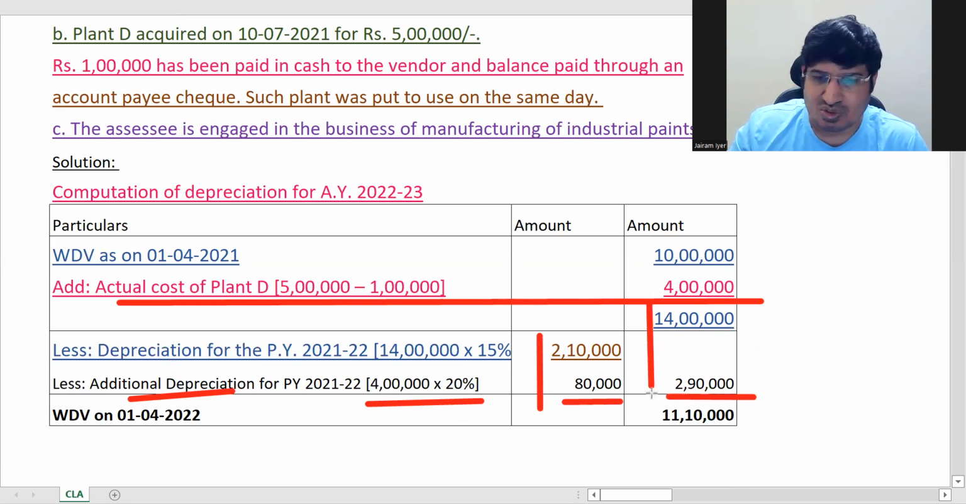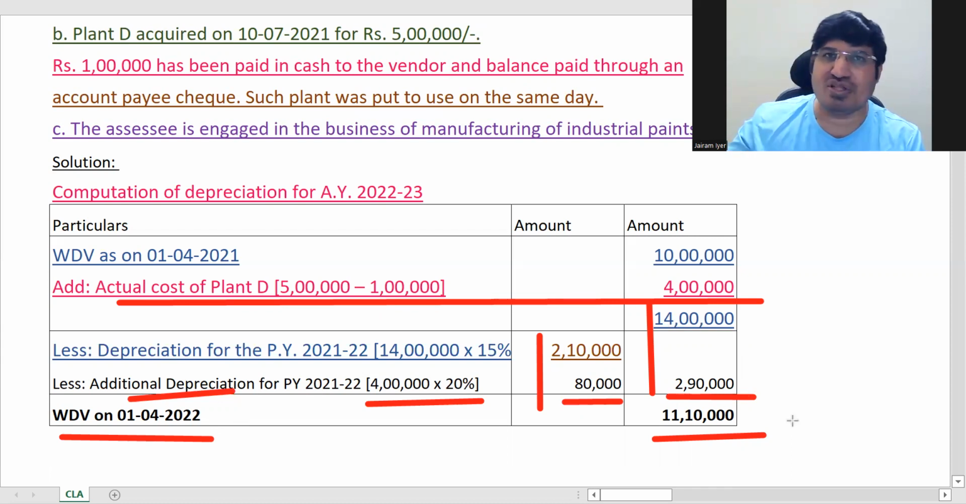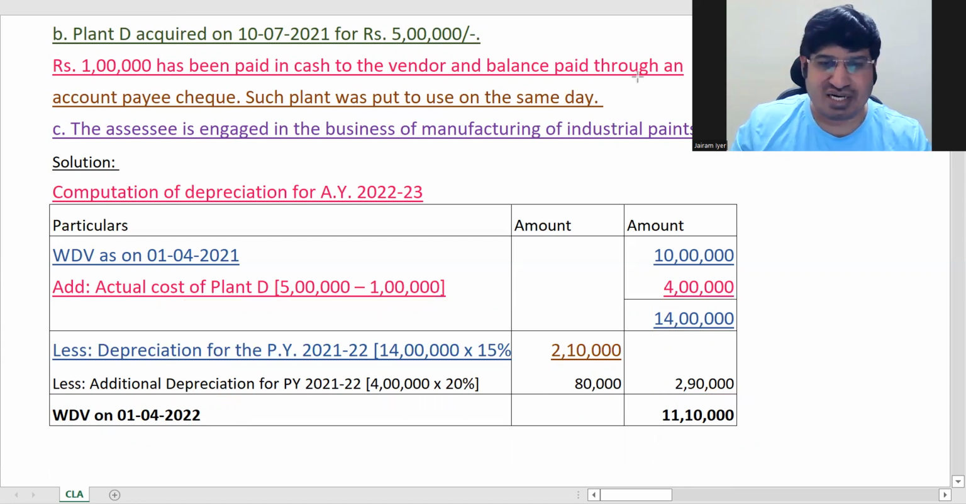Add these two, you will get 11,10,000 as WDV. Sorry, I mean just deduct 14 lakhs minus 2,10,000. We'll deduct the depreciation and then only you will get the WDV on the first day of next year. Correct? So it will be 11,10,000. This is how you will find it out.